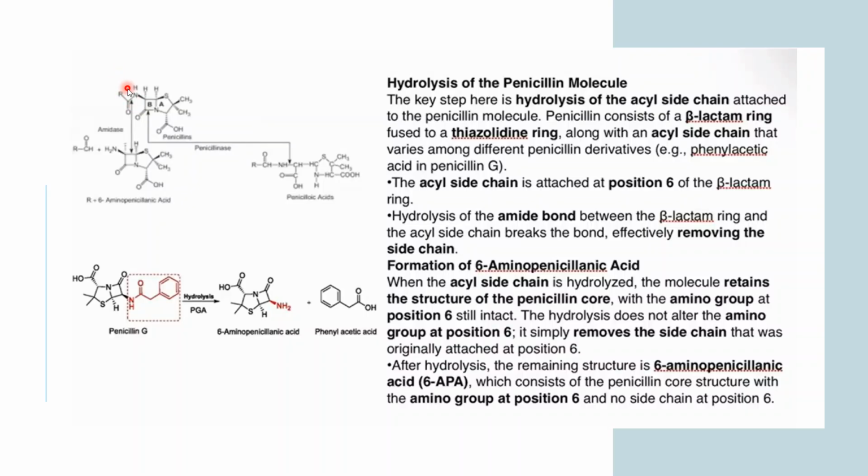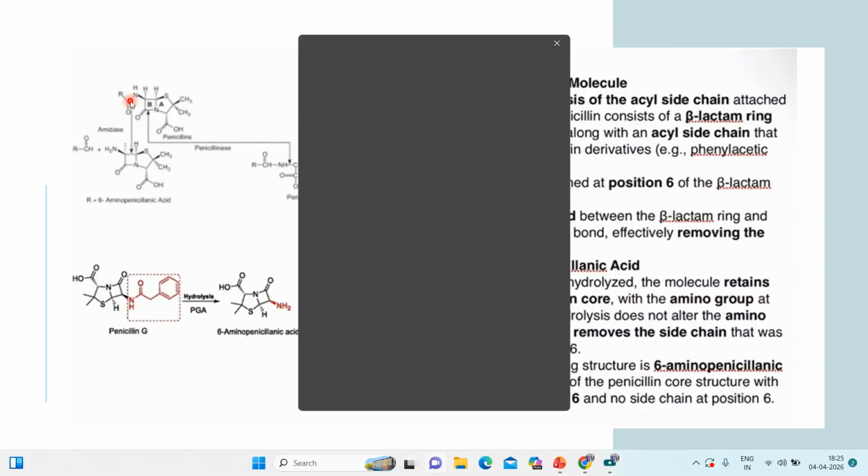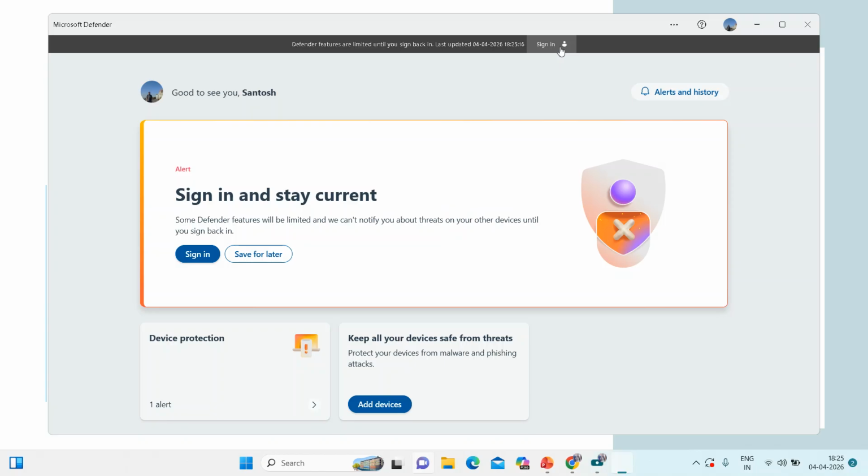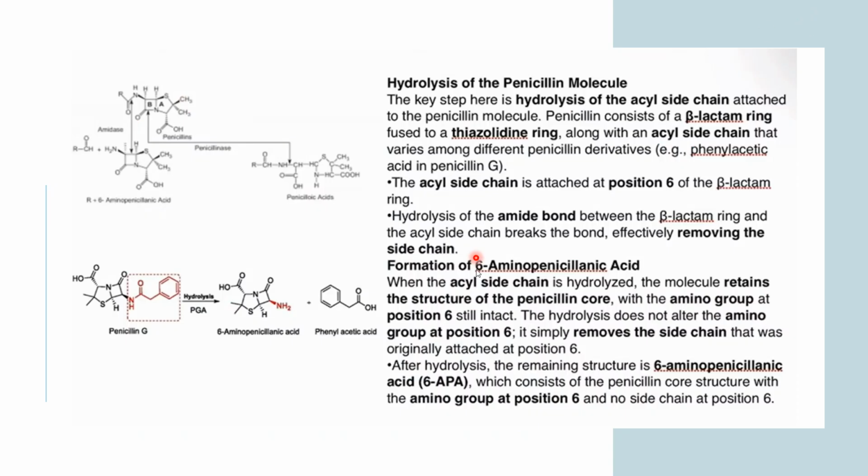So what happens? Water molecule will attack onto the carbonyl carbon here. This carbonyl carbon is being attacked by the water molecule, and then there is hydrolysis which has happened at this amide linkage, and this is how you will end up having this 6 amino penicillinic acid. This is known as 6 amino penicillinic acid. After the hydrolysis you will end up having this aldehyde and amine. So after hydrolysis you will end up having this 6 amino penicillinic acid.